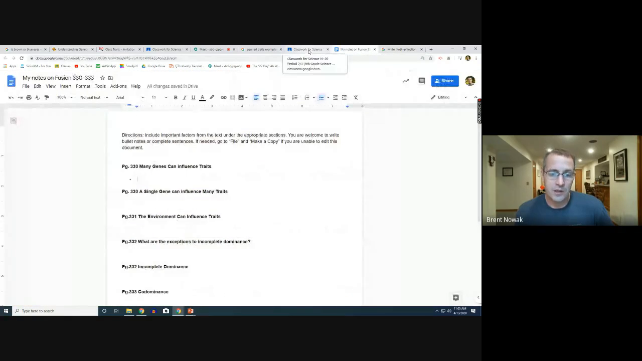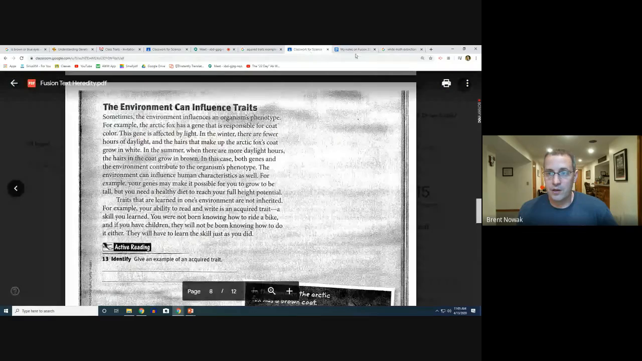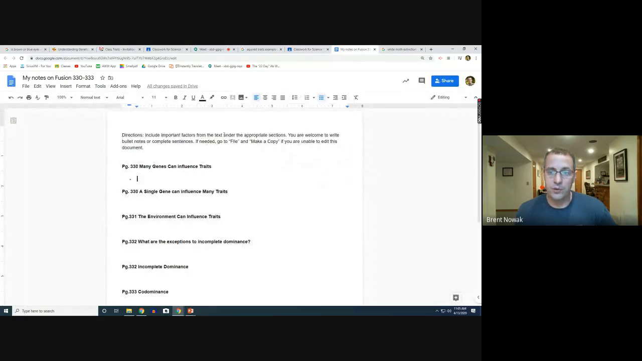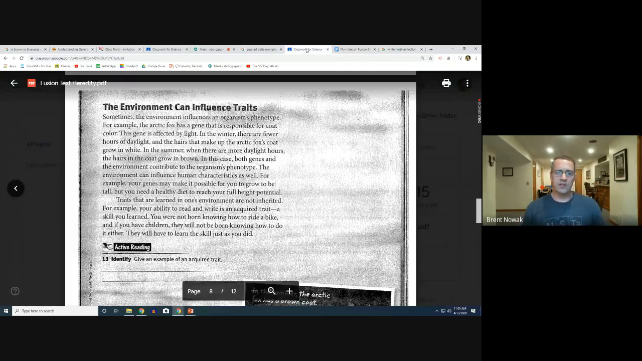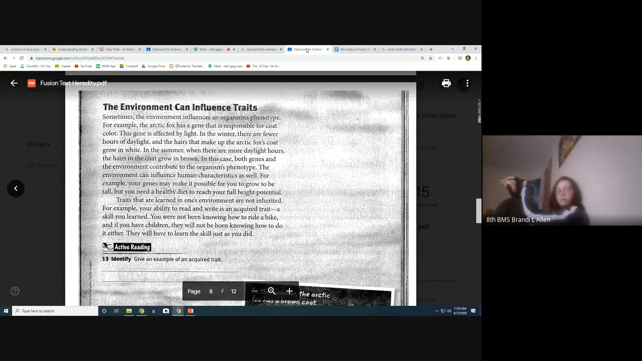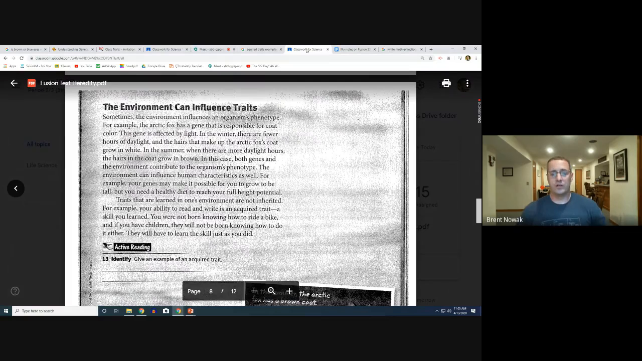Good. Okay. So second part in our notes, the environment can influence traits, page 331. It says sometimes the environment influences an organism's phenotype. What is a phenotype? My phenotype: brown hair, blue eyes, unattached earlobes. What are phenotypes? Physical traits. It's how your genes express the way you look physically. Absolutely. So sometimes the environment influences an organism's phenotype.